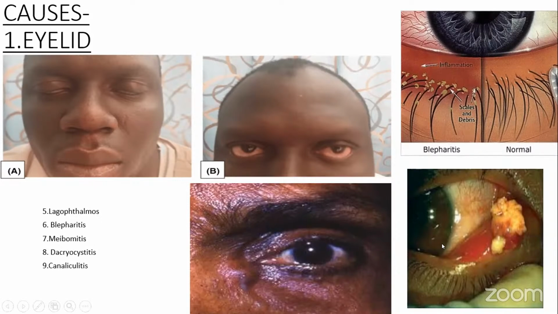Then when the punctum, or where the tears pass, there's infection at that place, as is shown here, with these large yellowish crystals called the canaliculitis. It can also make your eyes red.